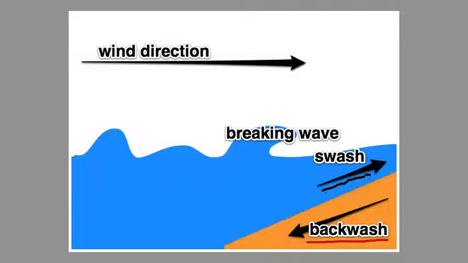So the swash is the movement of water up onto the beach after the wave has broken, and the backwash is the movement of water back down the beach.